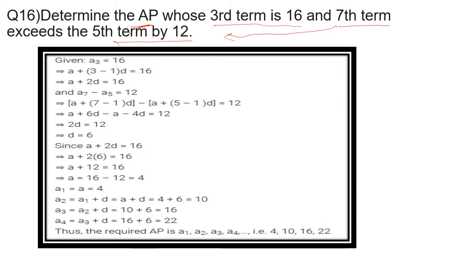Okay, so for finding out the AP or to form an AP, I need A and D, but both these are not given in this question. So how are we going to find them, and then frame an AP? What is the given information here? The third term is given, equal to 16. This is the given information, and the seventh term exceeds the fifth term by 12.